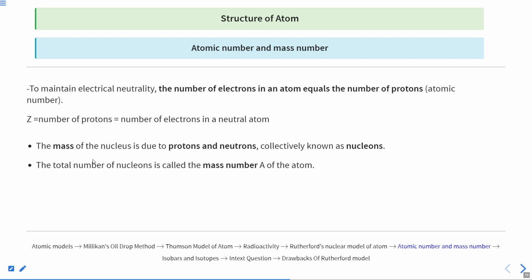Clear? For one proton, the relative mass is taken as one unit, and for one neutron also the relative mass is taken as 1 unit. So if there are, suppose, 2 neutrons and 2 protons, the mass number will be 4 simply, 2 plus 2, 4. For each proton and neutron, we take the mass as 1 unit. Clear?